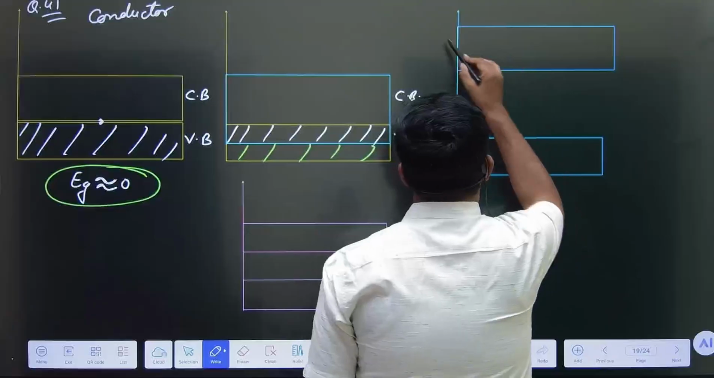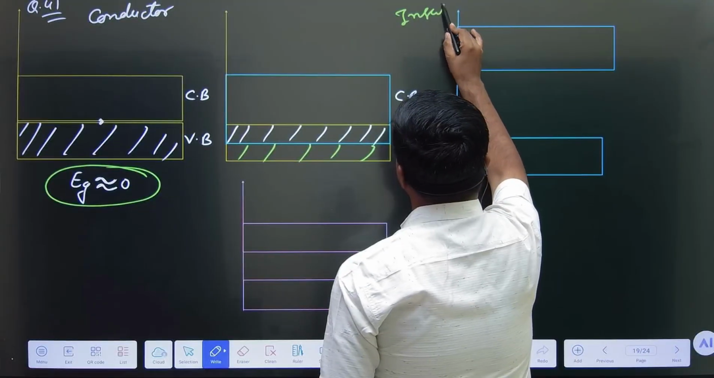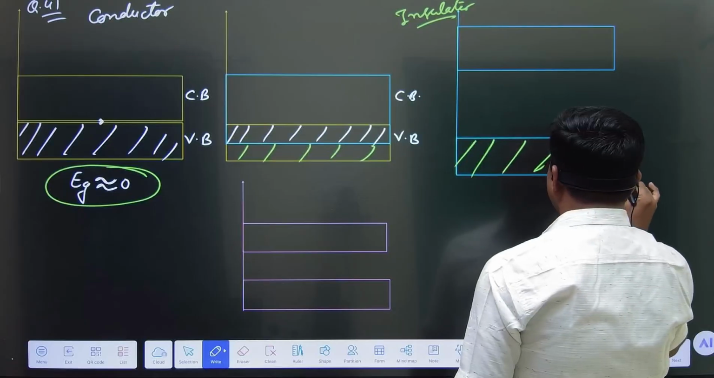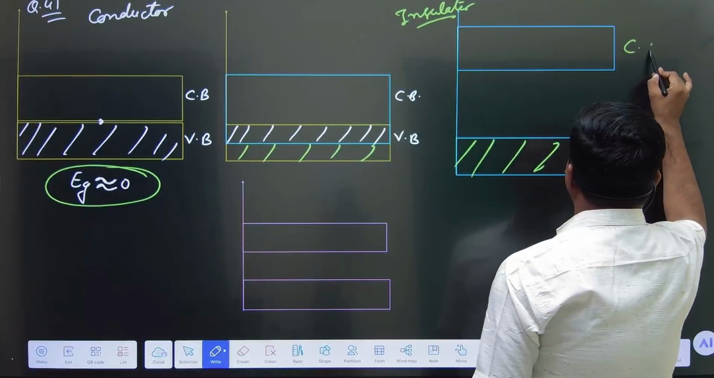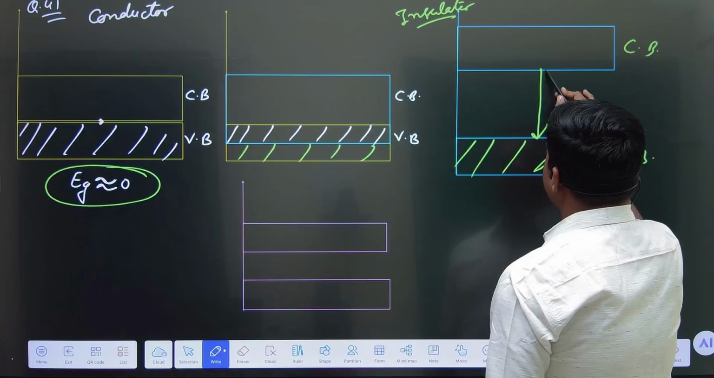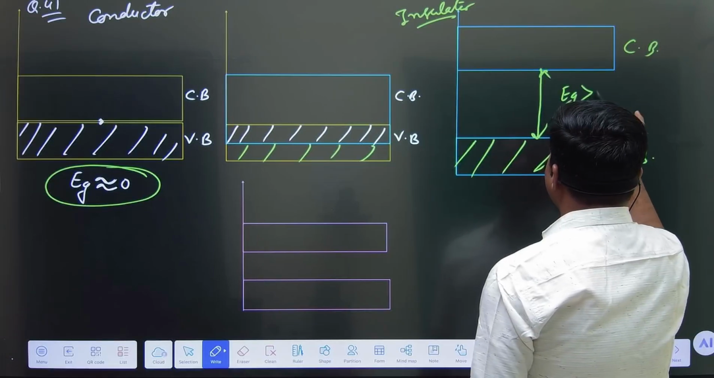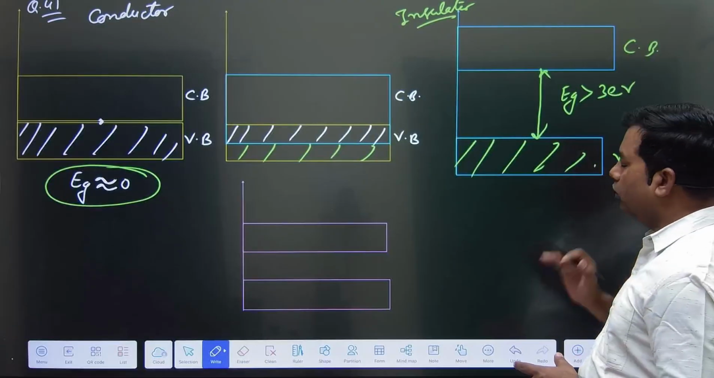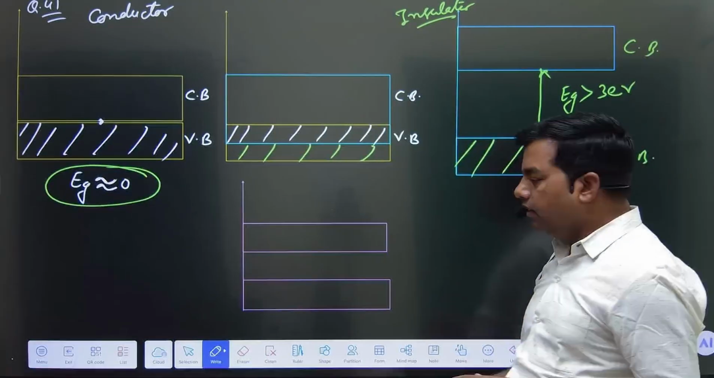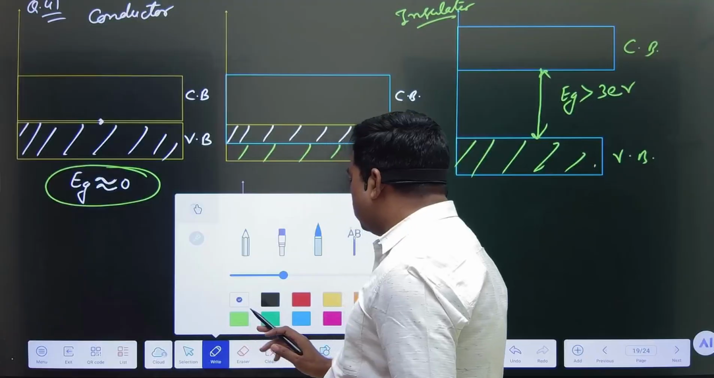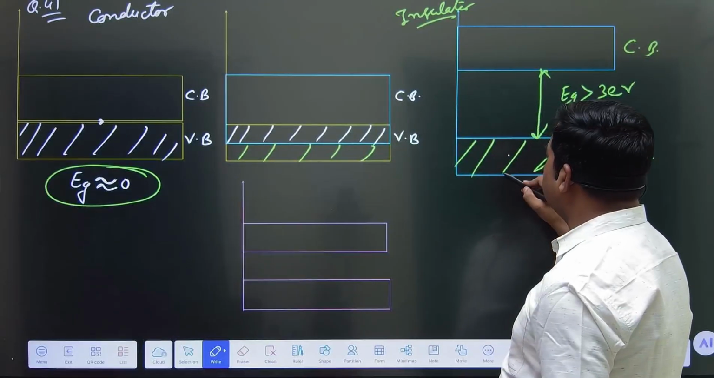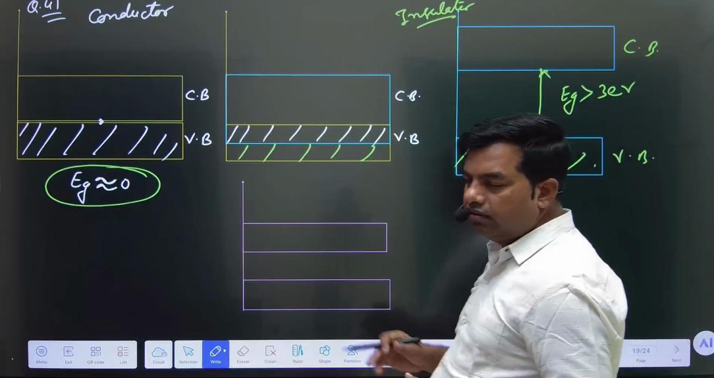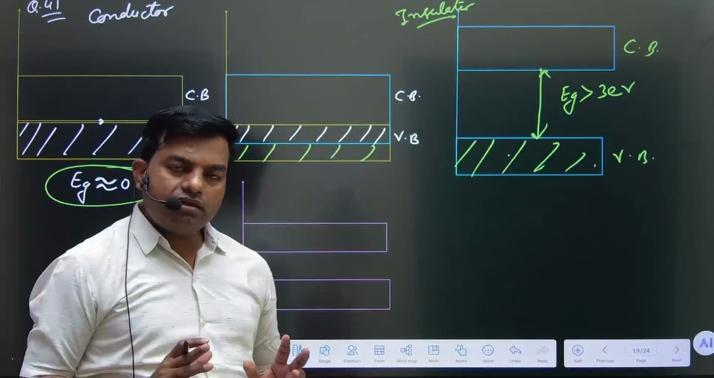Second one is the insulator. In an insulator, the valence band is completely filled with electrons and the conduction band is empty, and the forbidden energy gap between valence band and conduction band is greater than 3 electron volt. For diamond it is 6 to 7 electron volt. The electrons in the valence band do not get enough energy from the external source to shift from the valence band to the conduction band. That's why an insulator will not conduct current.